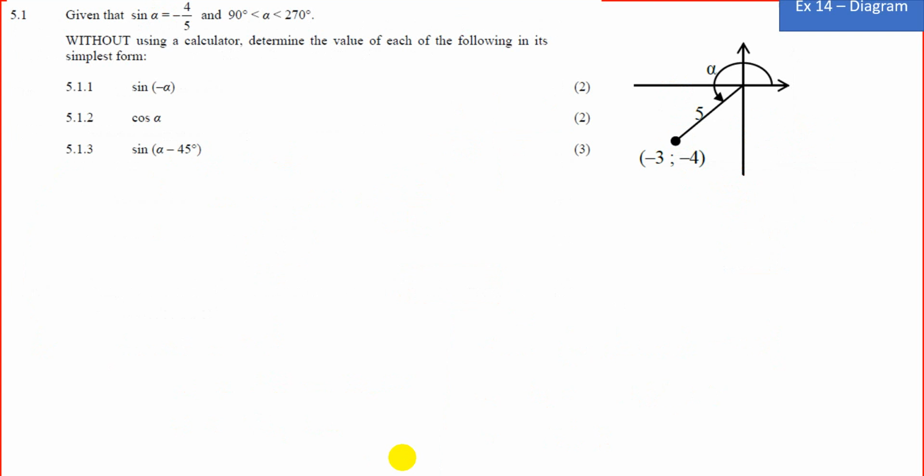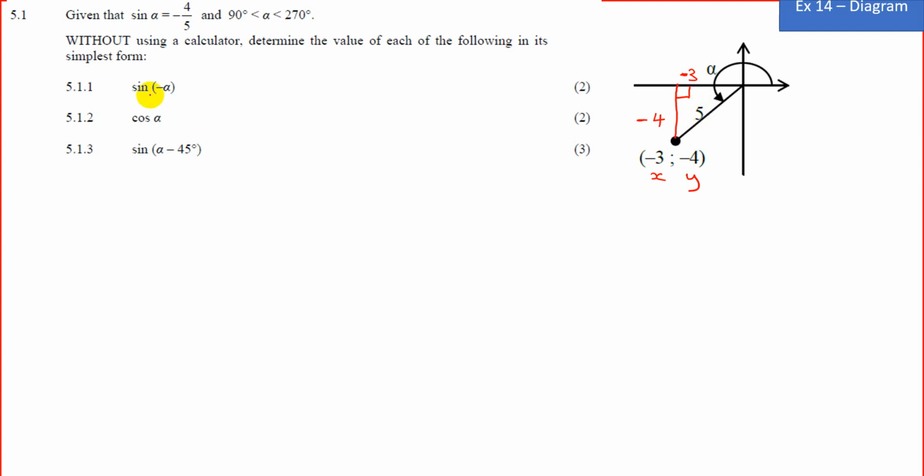Okay, we're looking at a second question which says, given that sine alpha is equal to minus 4 over 5, and alpha is between 90 and 270, determine without using a calculator the value of each of the following. So if we look at our diagram, I'm going to construct firstly our right angle triangle. They are telling us that the x value here is -3, which we're going to put in. They also tell us the y value is -4, and using Pythagoras we can find the radius, which is 5. So we have used Pythagoras to find that.